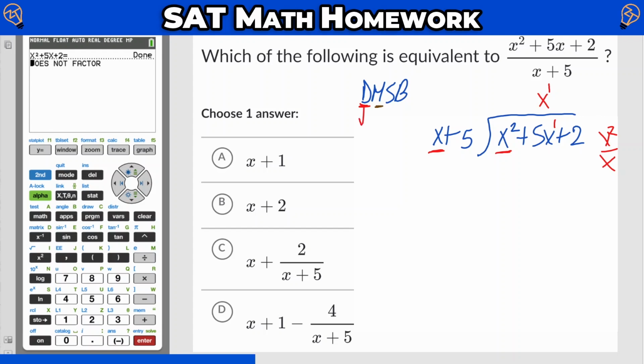Now we're on to multiply. So we're going to multiply the x that we got by the x plus 5. And we know we're going to have to distribute in that case. And we get x squared plus 5x. Check. Now we're on to subtraction.